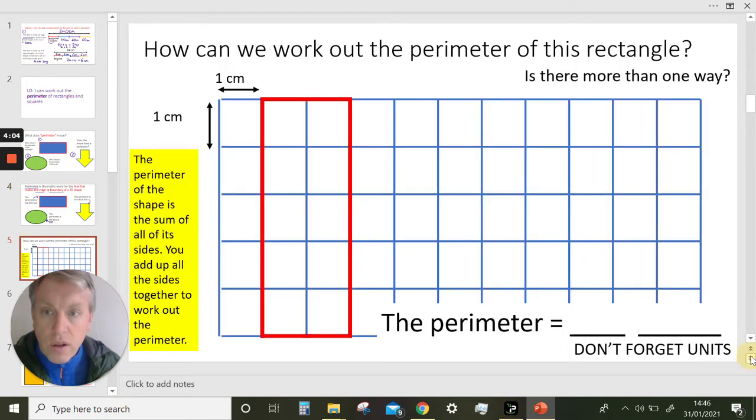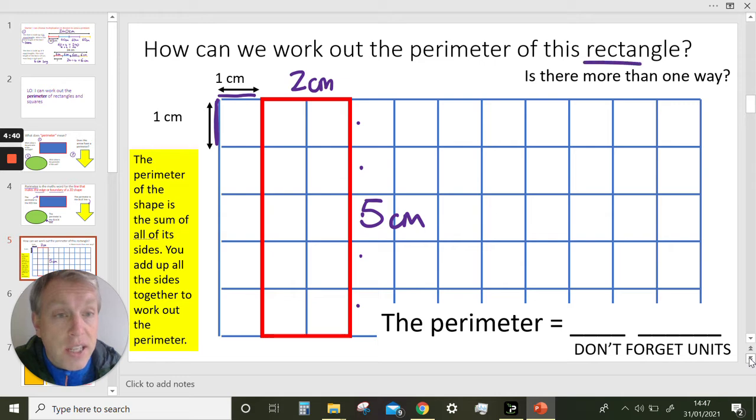Let's look. How can we work out the perimeter of this rectangle? Pause the video. We did this in our last lesson. Have a go. What do you think? Well, look, this grid, each square is 1 centimetre up, 1 centimetre across. So this top line is 2 centimetres. This line going down is 1, 2, 3, 4, 5 centimetres. And the question tells us it's a rectangle.